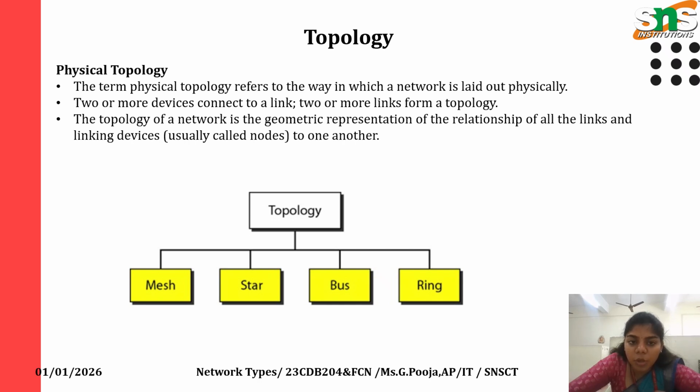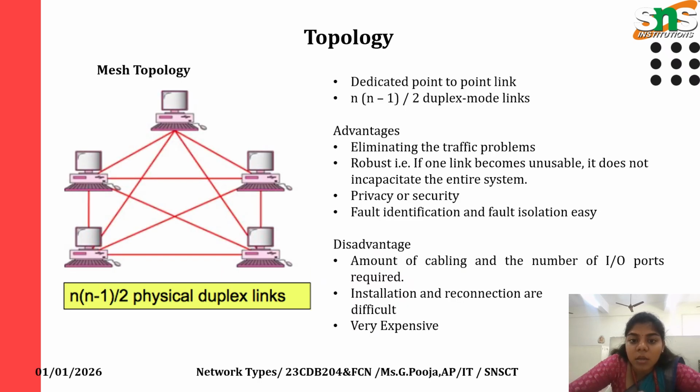This is called topology. Topology is how the network is laid out physically, which means how the computers are connected with each other and how the connections are made. Two or more devices are connected to a link, and two or more links form the topology. So the topology of a network is the geometrical representation of the relationship of all the links.